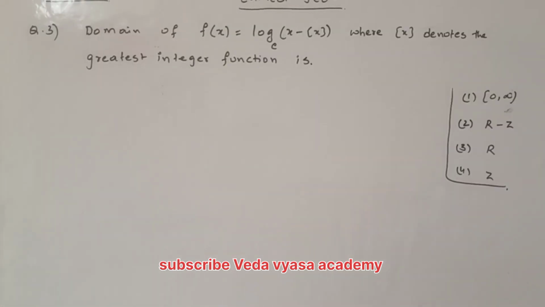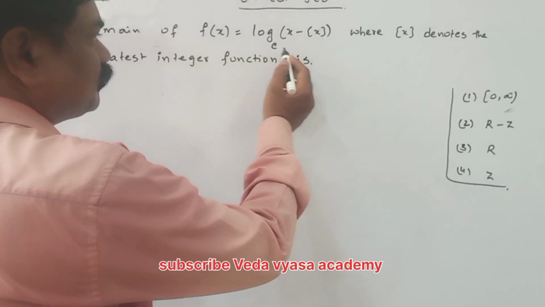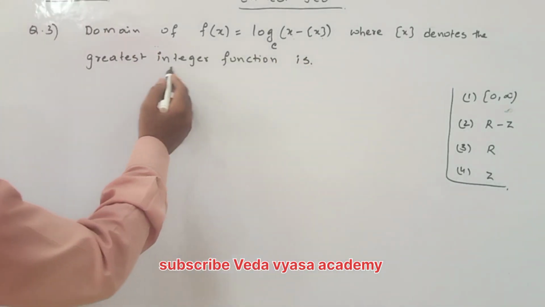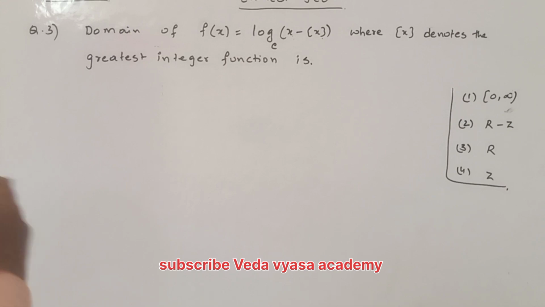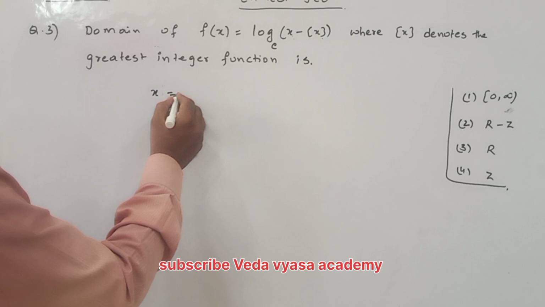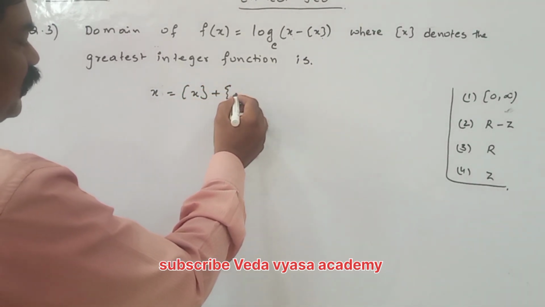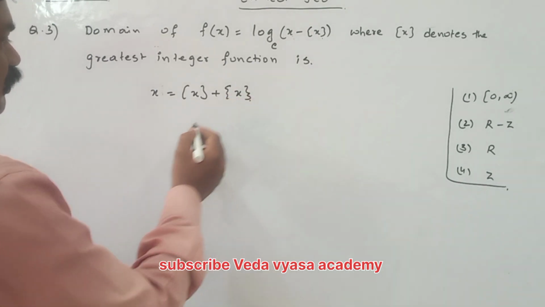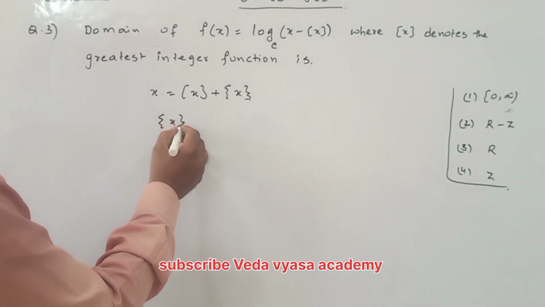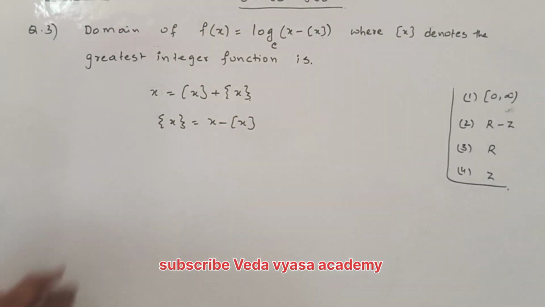Here we have the problem: domain of f of x is equal to log of x minus step x, where step x denotes the greatest integer function. Generally x is equal to step x plus the fractional part of x. So the fractional part of x is equal to x minus step x.